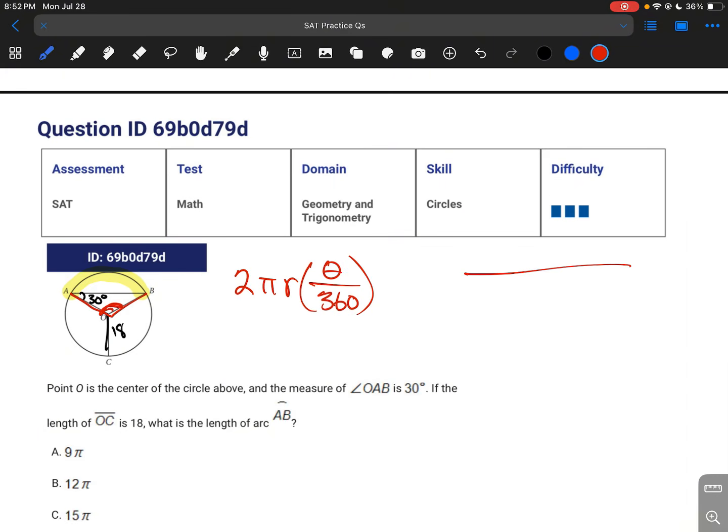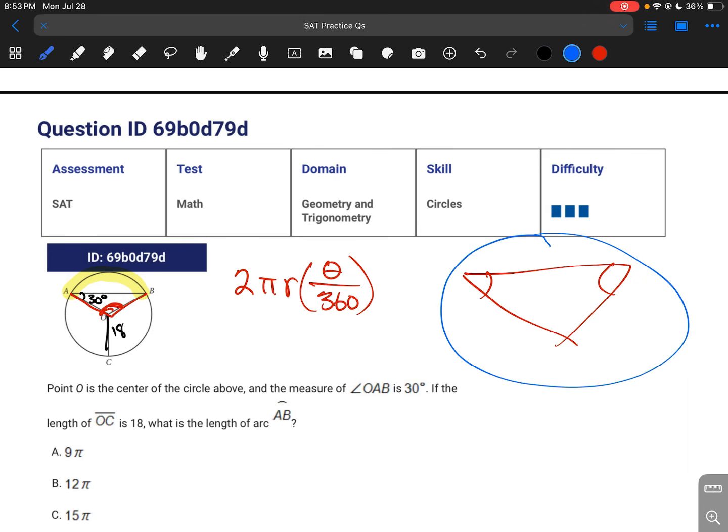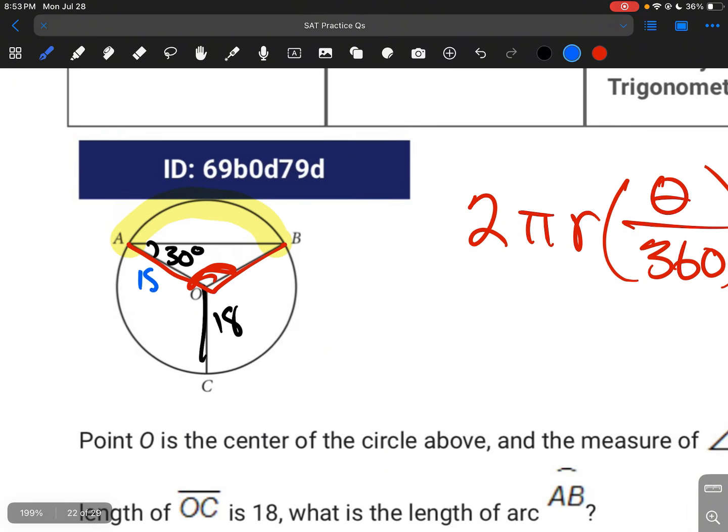Okay, so we know that all triangles have a relationship between their angles and their corresponding sides. So this angle here has a relationship, and this angle here has a relationship, and this side has a relationship. And since this triangle is inside of a circle, we know that from the center point outwards to anywhere else on the circle, that is the radius. So if this is A, and this is B, and this is O, we know that this length, O to A, and this length, O to B, they're both the radius. So they're equal. They're both 18.